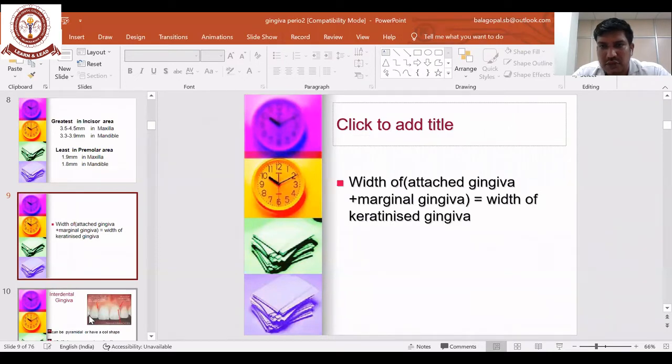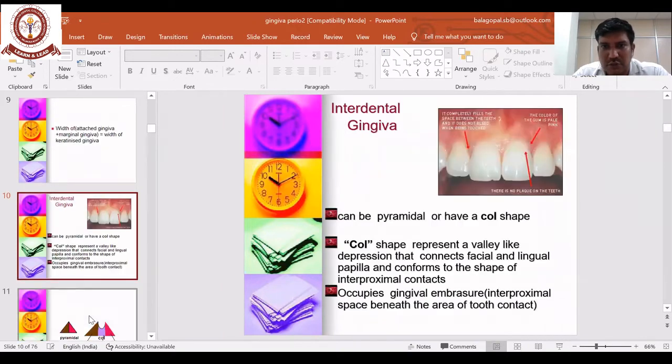So width of attached gingiva is equal to the width of keratinized tissue. So if there is more attached gingiva, the patient is healthier, is having a healthier gingiva, is having a healthier keratinized tissue. That is all.